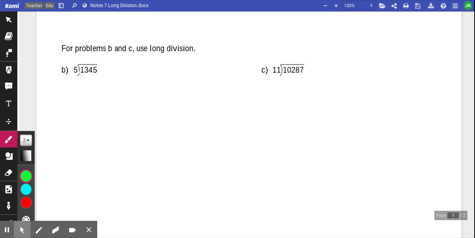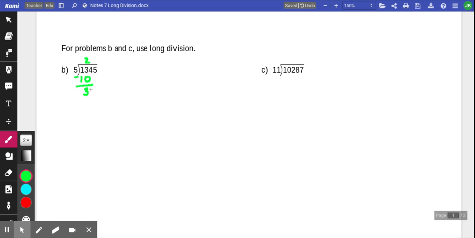But what we can do is we can get close to it. So we ask ourselves 5 times what is going to give us 13, or as close to 13 as possible without going over. So the answer to that is 2. And so above the 3, we'd put the 2. And then we'd multiply. 2 times 5 gives us 10. And then we figure out, well, how far off was that? So 13 minus 10 would give us a remainder of 3. And obviously 5 doesn't go into 3.